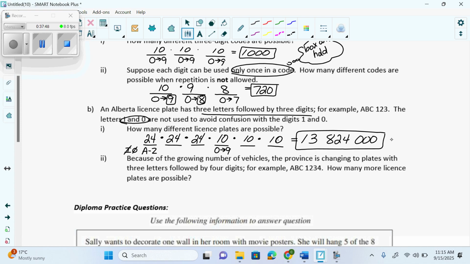Okay, here it says, because of the growing number of vehicles, the province is changing the plates to 3 letters followed by 4 digits. You see some license plates with 4 digits. How many more license plates does that make? So you think, oh, that doesn't do much. Well, 24, 24, 24, that stays the same. 10, 10, 10, that stays the same. But I add another 10. And when you add another 10, you actually add another 0 to the number, correct? So instead of 13 million, you're going to have 138 million. So it makes it substantially more just by adding a digit because it makes you another placeholder.